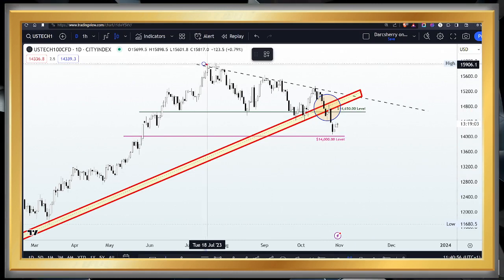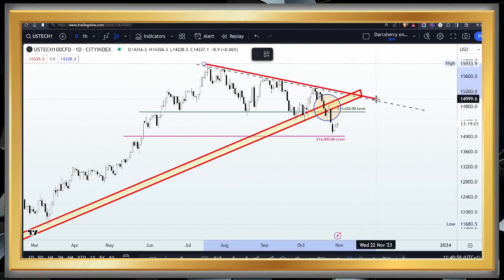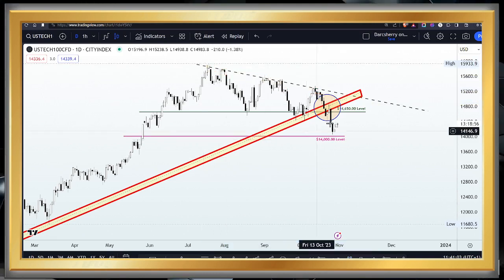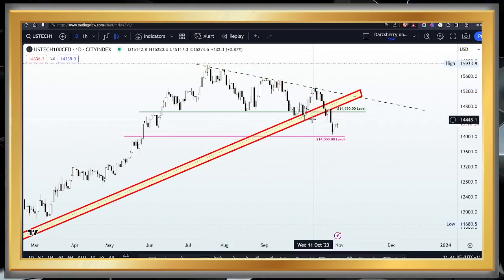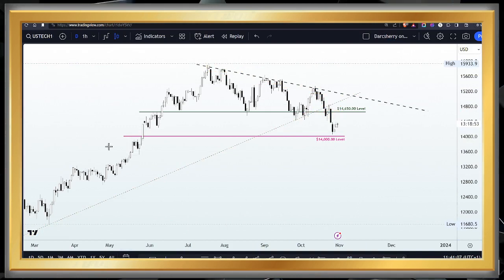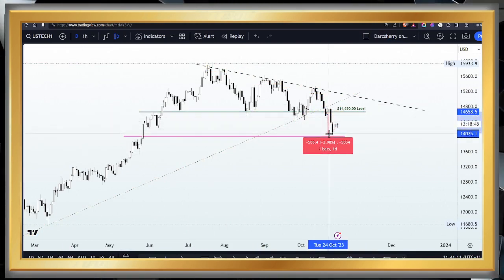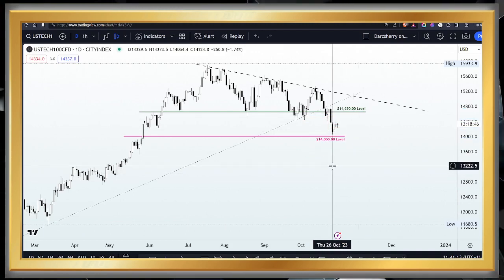Well, the breakdown of the ascending trend line did not come as a surprise, as you all know that we have been monitoring some lower highs here prior to the breakdown. Now that we have a breakdown of the ascending trend line, we saw price move all the way into that area around the $14,000 zone.